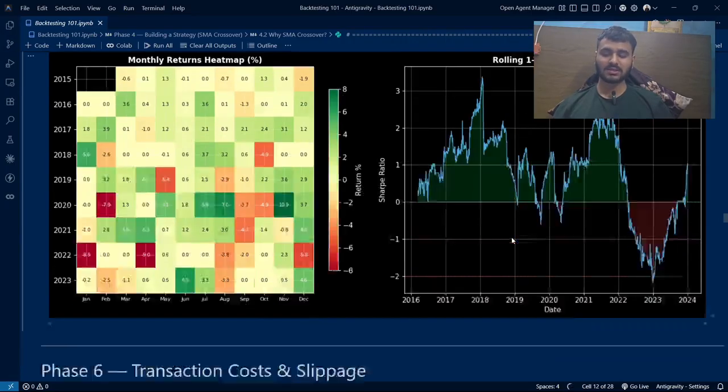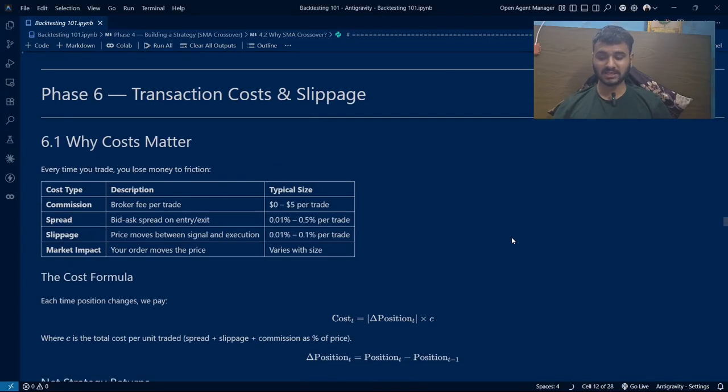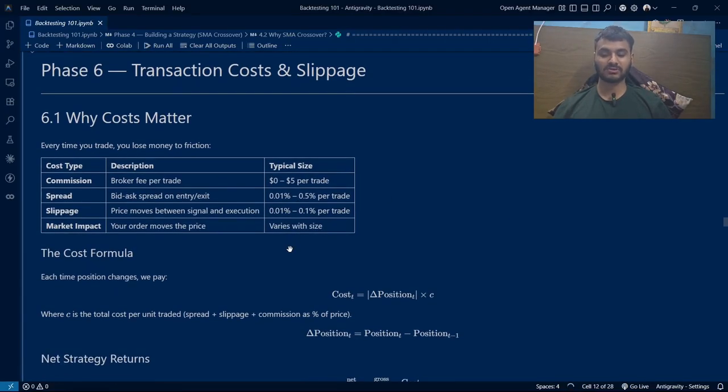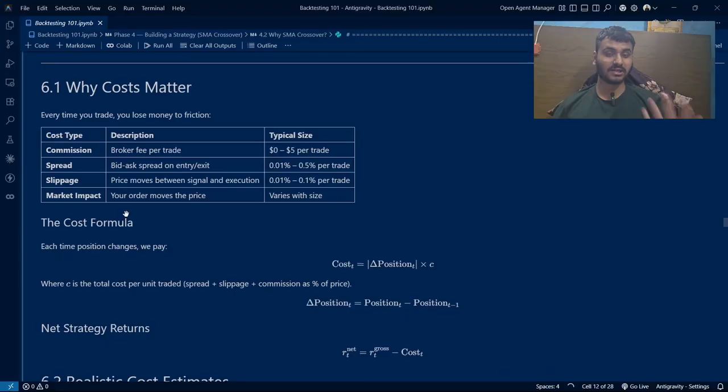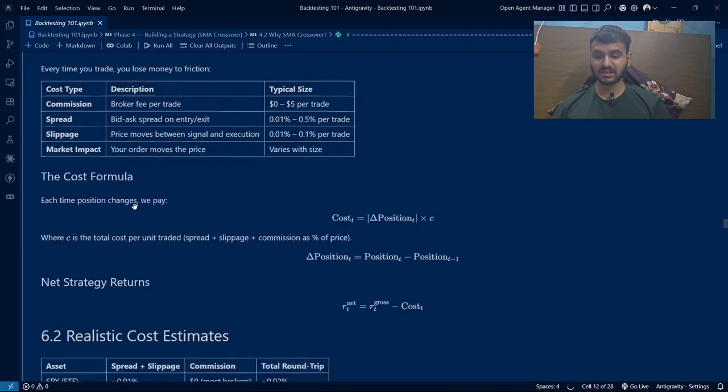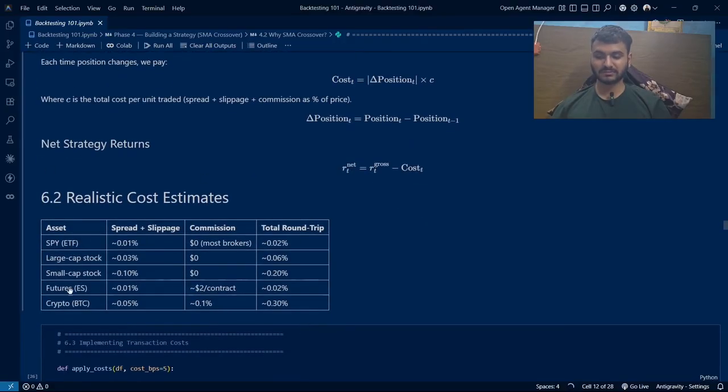Now, let's talk about transaction cost and slippage, why it matters a lot. Commission is $0 to $5 per trade, the broker fee per trade. Spread is always there, the bid-ask spread, basically the difference between the buyer and the seller at a particular point in time. Slippage is the price movement between your signal and execution. Market impact: if you are trading with millions and billions of dollars, your position sizes will move the markets, and it will make sure that your real returns are less than what you expected. These are the realistic cost estimates for everything.